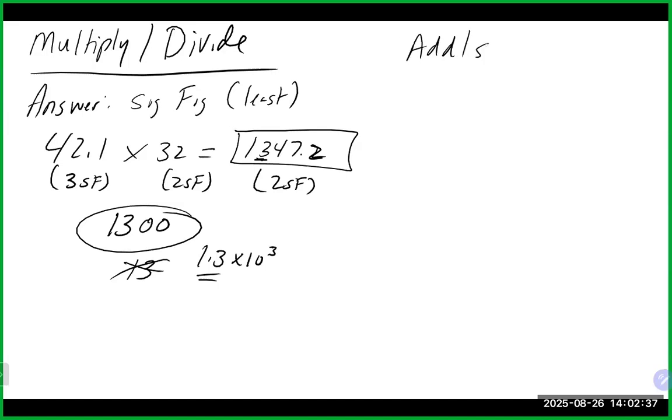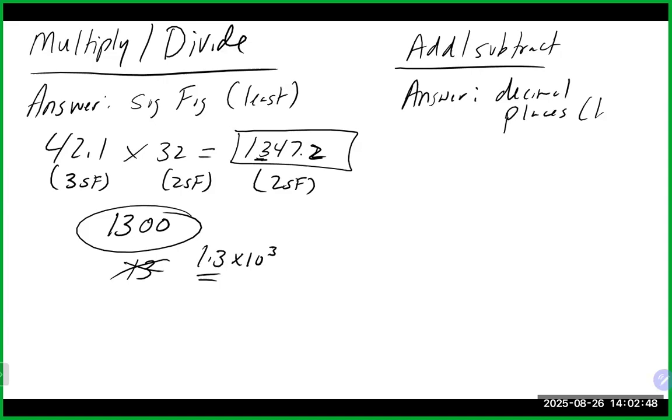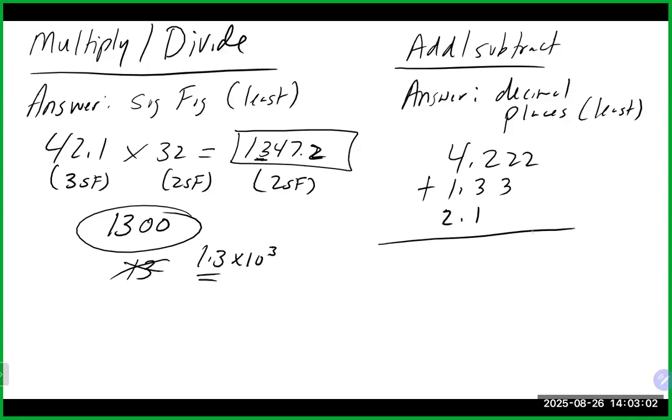If you add or subtract, here we look at the decimal places for our answer, and it also is the least number of decimal places. So if you took 4.222 and added it to 1.33 and added it to 2.1, try without the calculator: 2, 5, 6, 4, 6, 7. We're looking at decimal places, which are 3, 2, and 1. That means that is where we should go. Here we look at the 5.